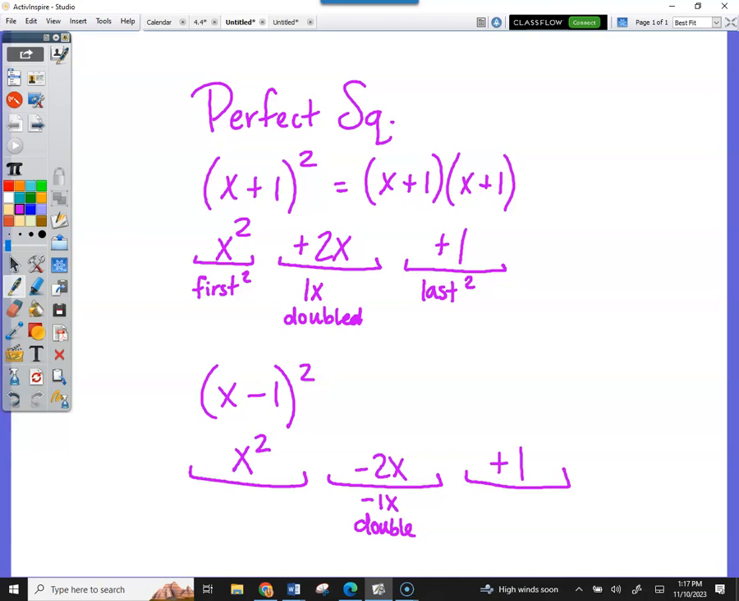Don't erase that. This one, it'd be negative 1 times negative 1. So, by the way, that should always be positive when you're doing the perfect squares, because the last one should always be positive. If you think about it, it's something times itself. The only way to get a negative is when they have different signs. And we're multiplying something by itself, so they're going to have the same sign every time.